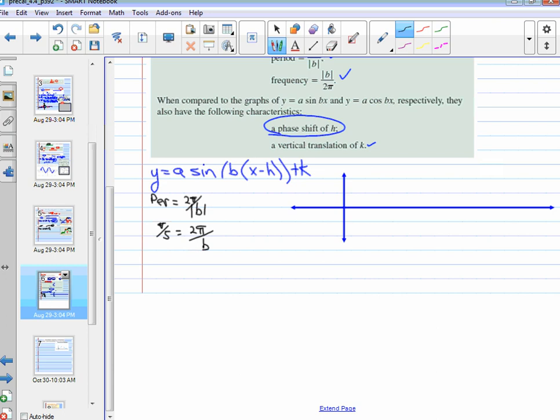Easy enough. If I cross multiply, I get pi b. Pi b equals 10 pi. Divide the pi out. B is 10. I now know what to write right here. That's going to be a 10. B is 10.